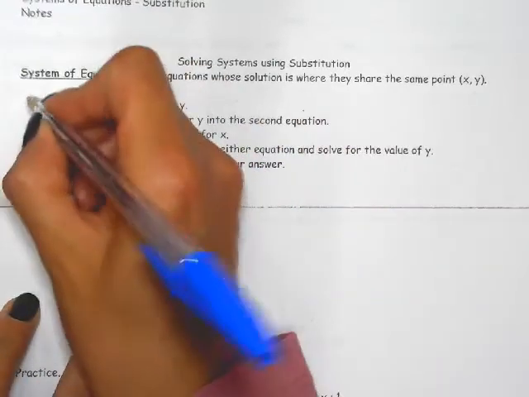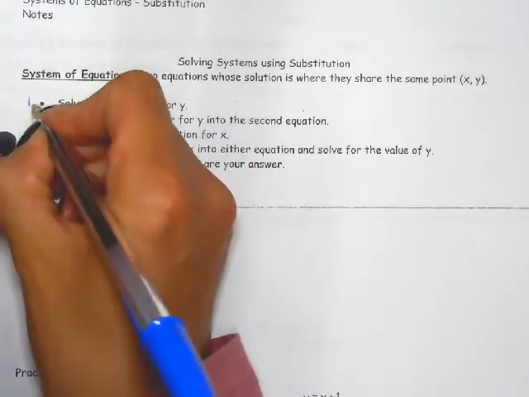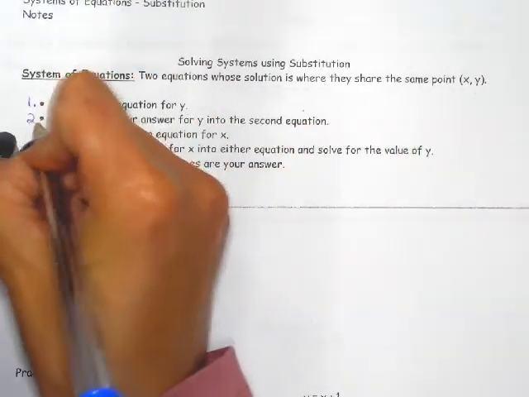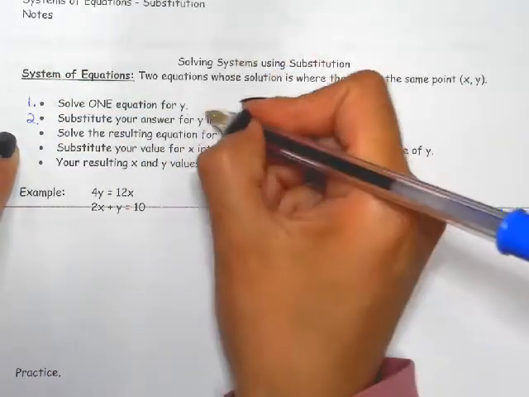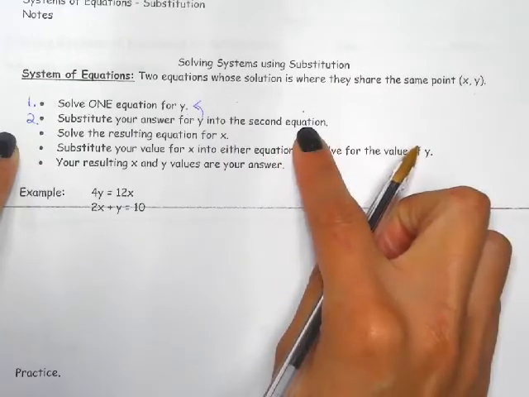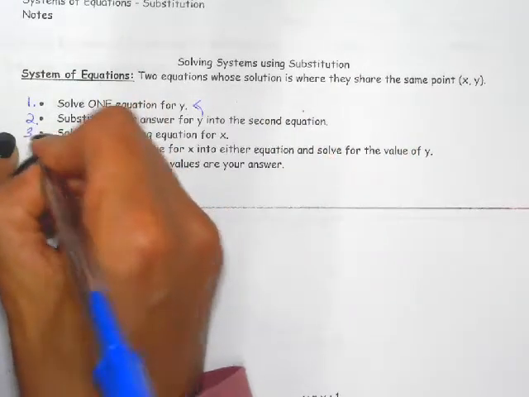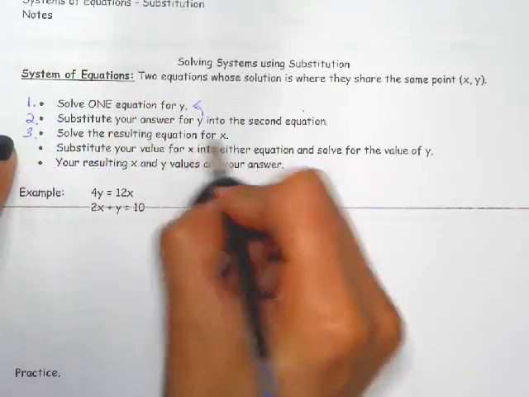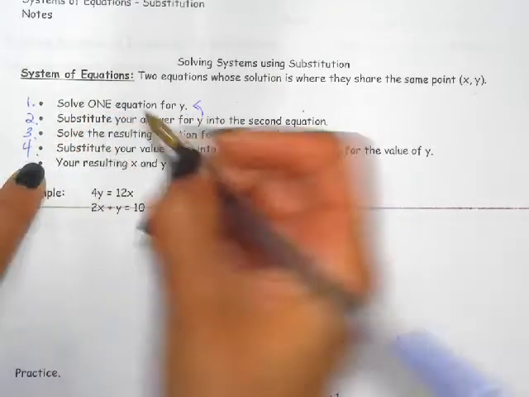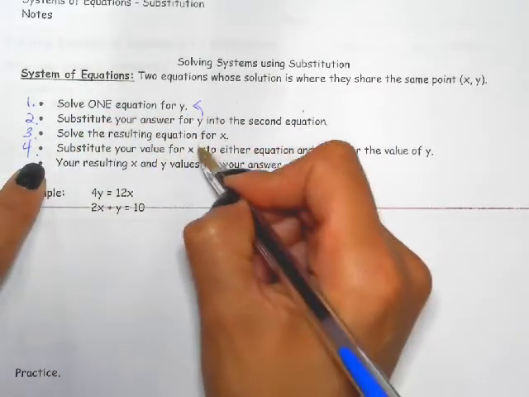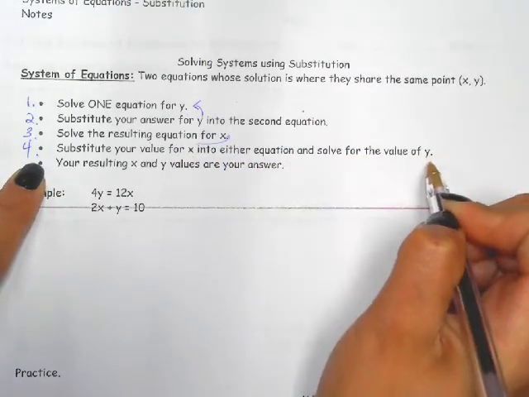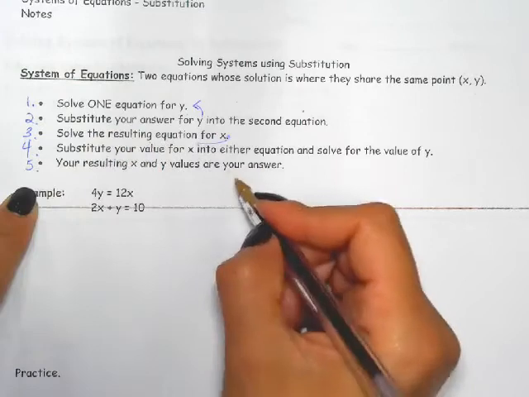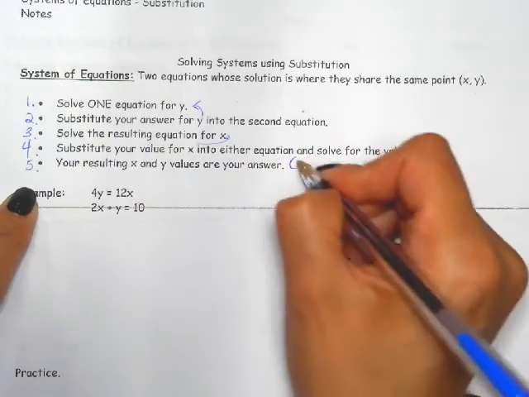First step, we're going to solve an equation for y unless it's already solved for y. Second step, you're going to substitute your answer for y from the first step into the second equation that you haven't used. Step 3, solve the resulting equation for x. Step 4, substitute your value for x that we found from step 3 into either equation and solve for y. Step 5, just put it together as x comma y.